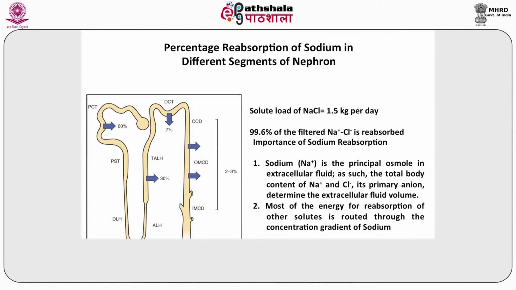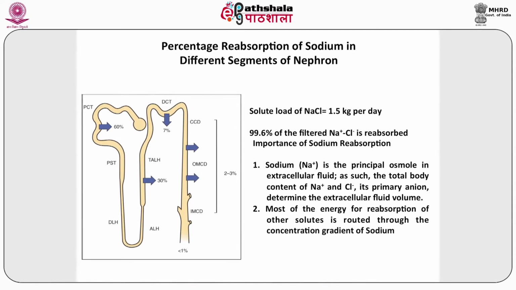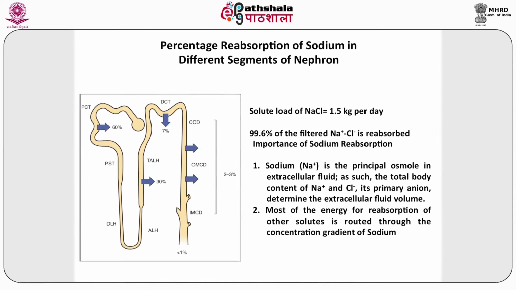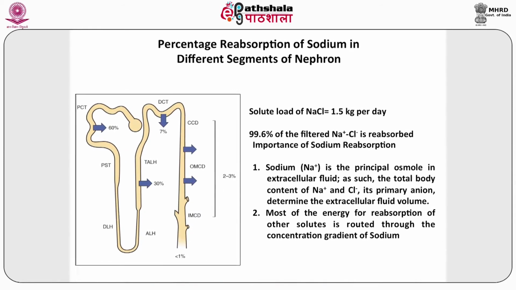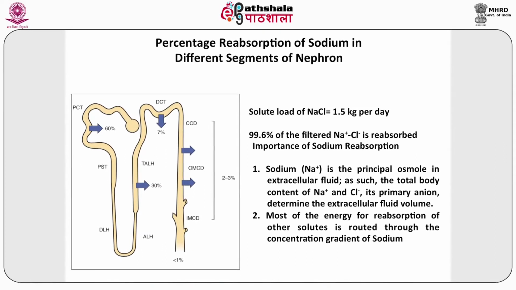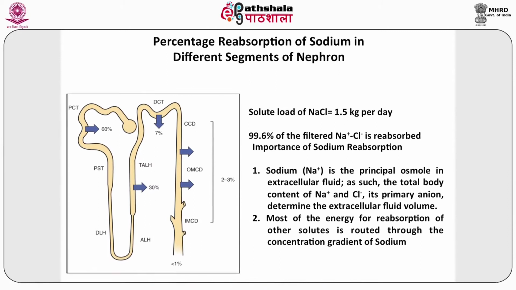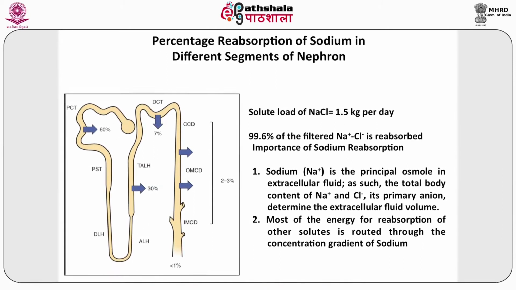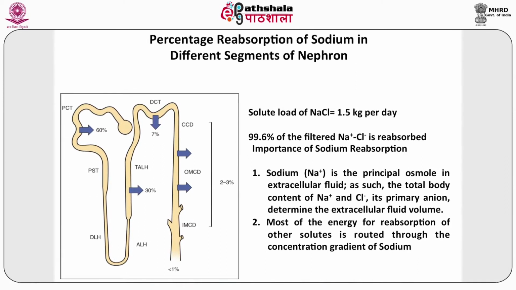This is just an example of how the reabsorption of sodium occurs in the different segments of the nephron. Sodium is the principal one. Why are we discussing sodium? Because it is the principal osmole in the extracellular fluid. As such, the total body content of sodium, with chloride as the primary anion, determines the extracellular fluid volume. Most of the energy for the reabsorption of other solutes is also routed through the concentration gradient of sodium.